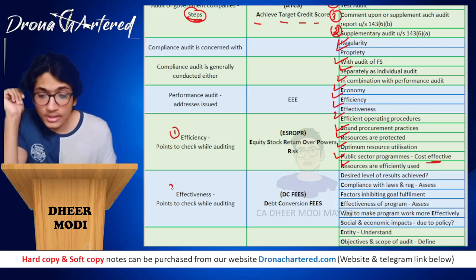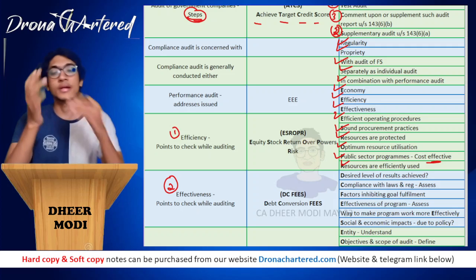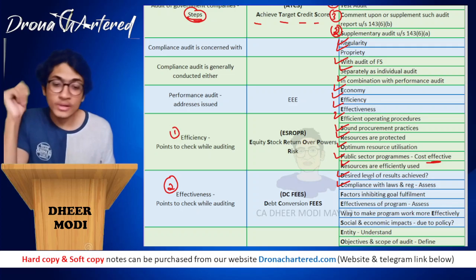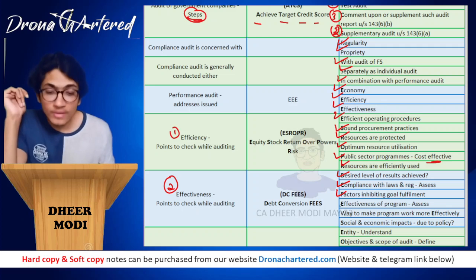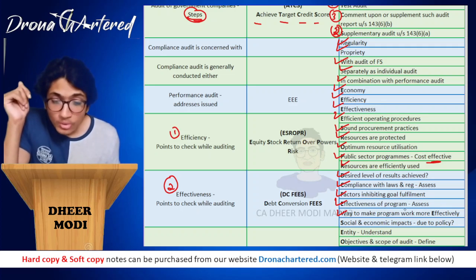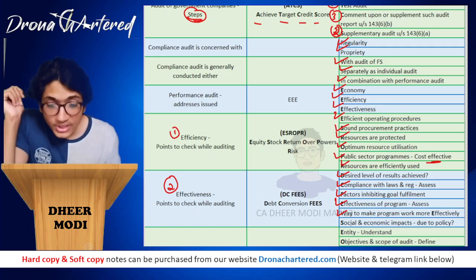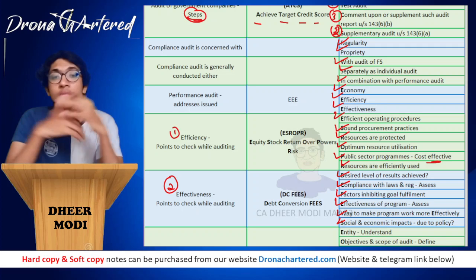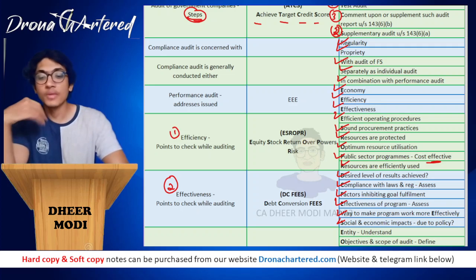Second is your effectiveness. So the key is debt conversion fees, that is DC fees. D stands for desired level of result achieved, compliance with laws and regulations. If you remember, we did this, the last point. Factors inhibiting goal fulfillment. Effectiveness of program, you will assess that. Ways to make programs work more efficiently. And last is the social and economic impacts due to policy. You have to check if there are any social impacts. Is it because of my policy or are there any other changes also happening in the environment?